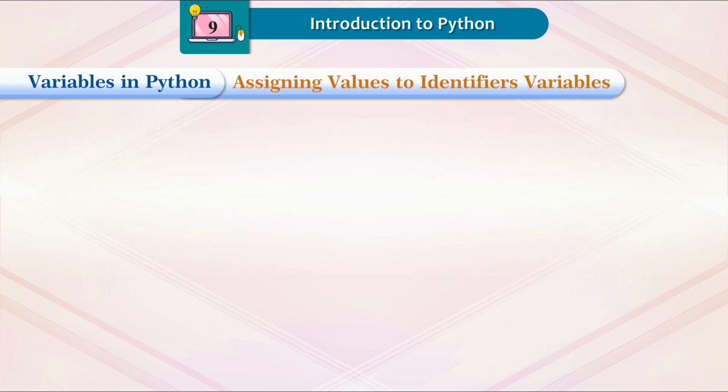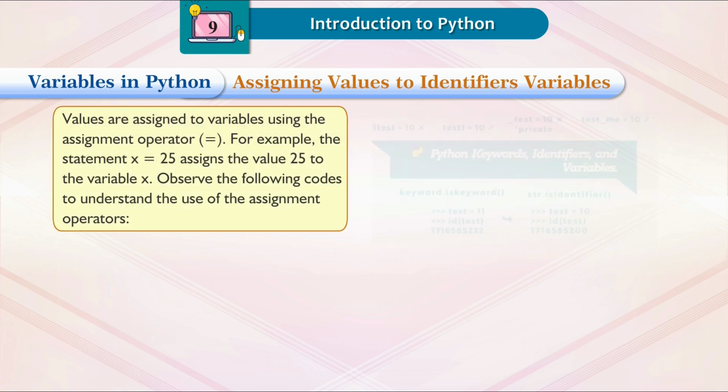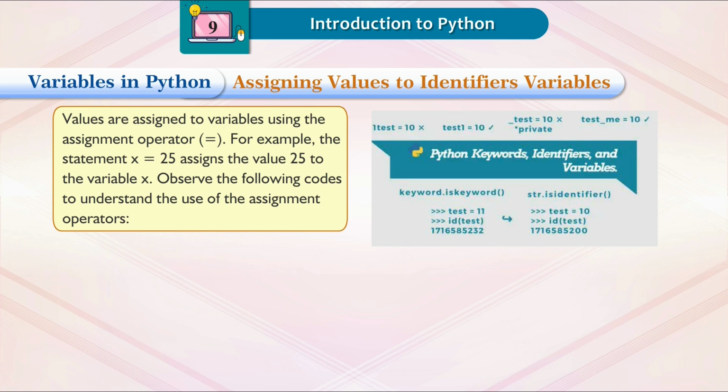Assigning values to identifiers or variables. Values are assigned to variables using the assignment operator. For example, the statement x = 25 assigns the value 25 to the variable x. Observe the following code to understand the use of the assignment operator.